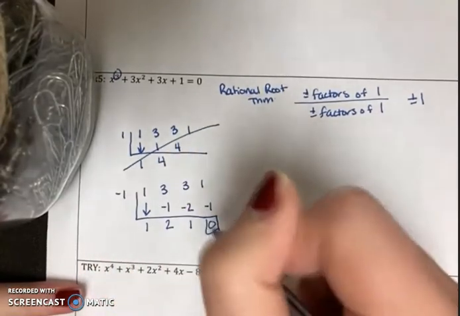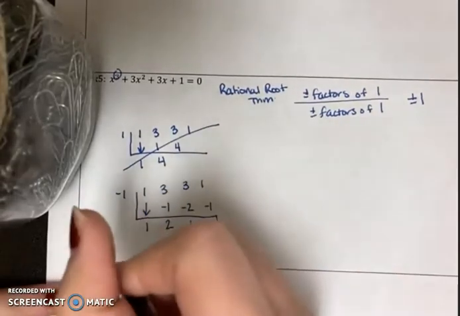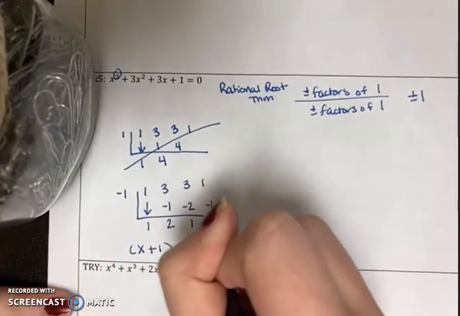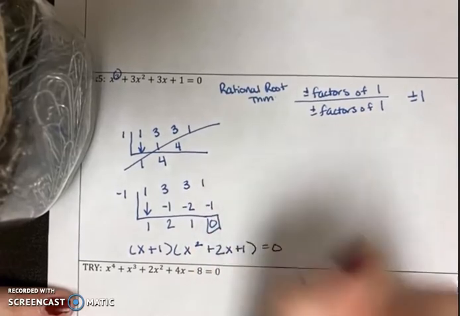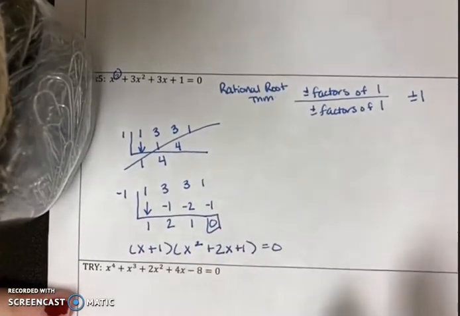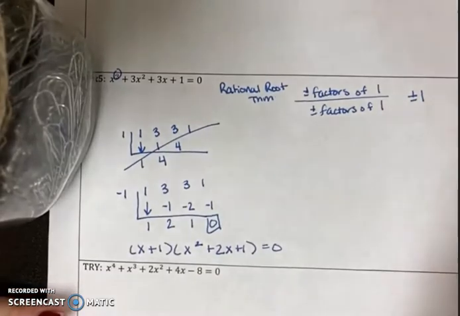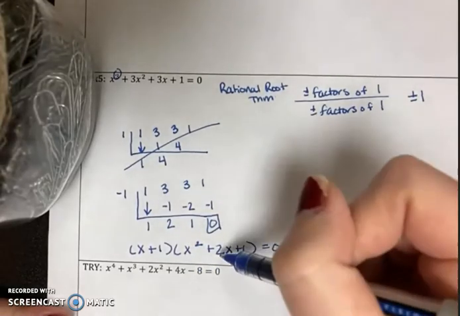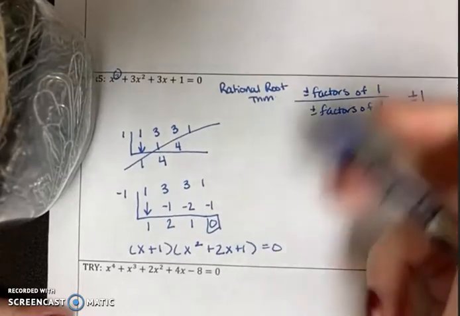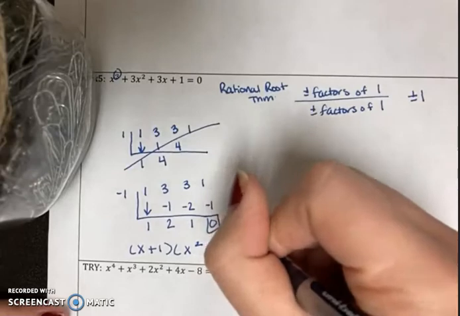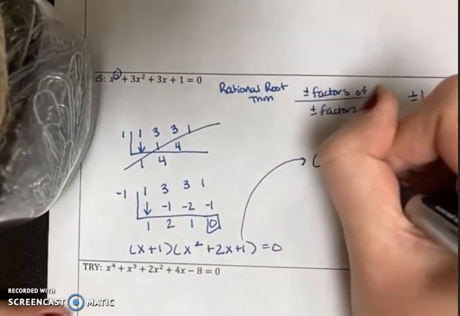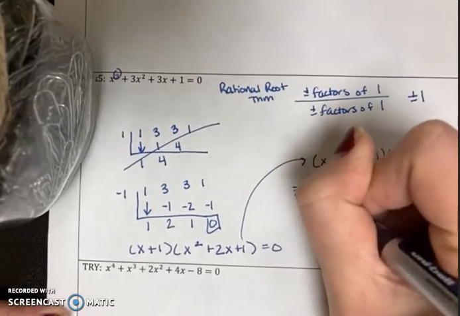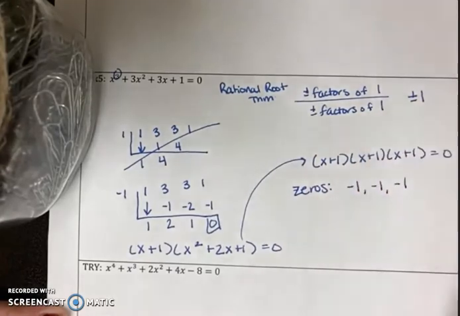Now that I've used synthetic division to find a root, which is negative 1, I can factor it as x plus 1 and x squared plus 2x plus 1 equals 0. We've got it down to a quadratic, so we can go ahead and factor that using guess and check or a perfect square trinomial, because x would be your a and 1 would be your b. Middle term is 2 times a times b. You would end up either way with x plus 1 times x plus 1 times x plus 1. So my 3 zeros are negative 1, negative 1, and negative 1.